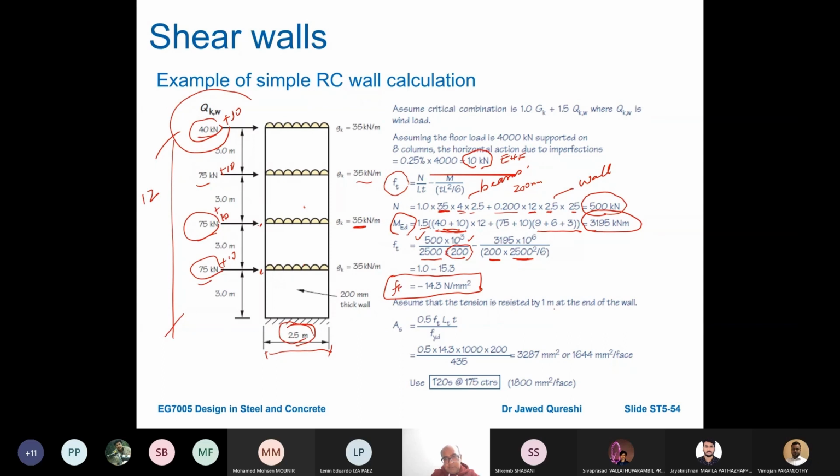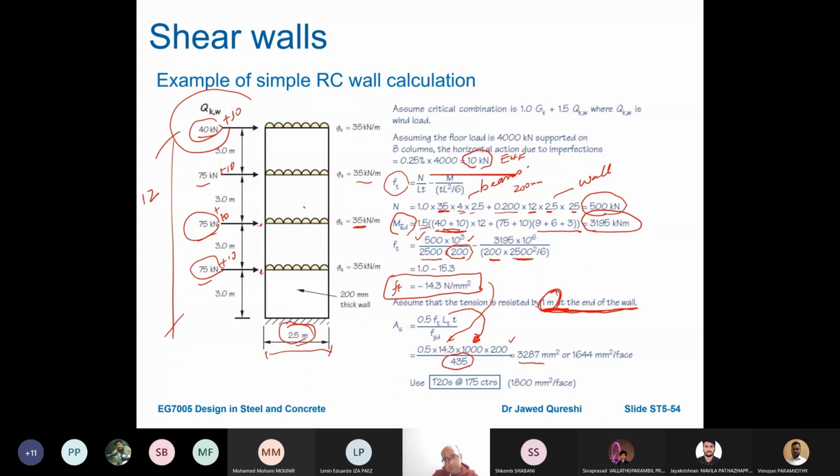Now, assume the tensile is resisted by 1 meter at the end of the wall. So we are taking a 1 meter strip. The area of steel will be 0.5 FT LT into T divided by FYD. FYD is the yield strength of steel. So 0.5 FT, we worked it out. LT is the thickness of the strip that we have taken. We have taken a 1 meter strip of the wall, multiplied by the thickness of the wall, which is 200, divided by FYD, which is the design strength of the steel.